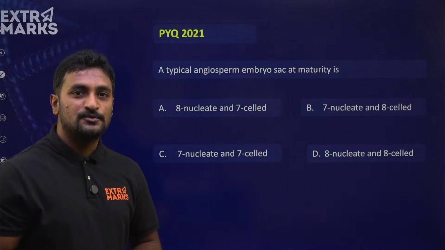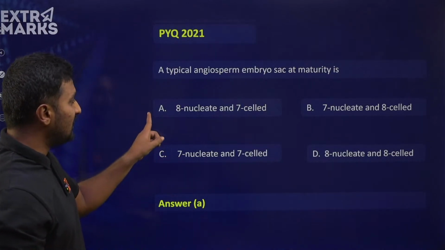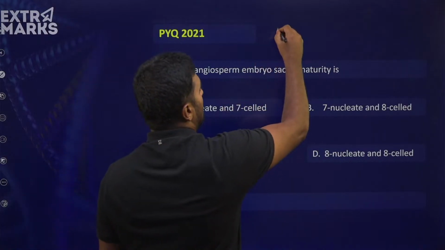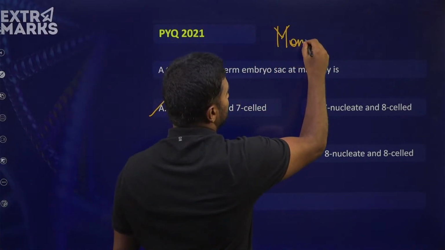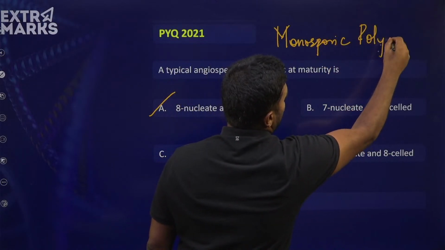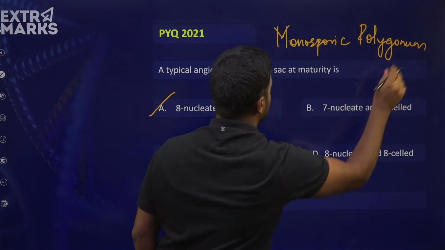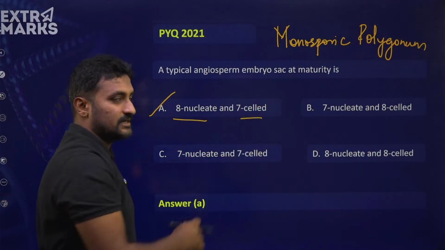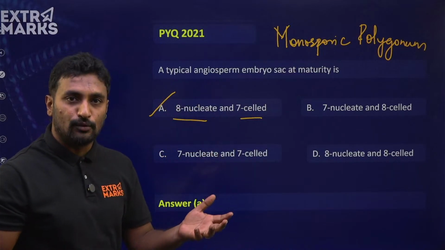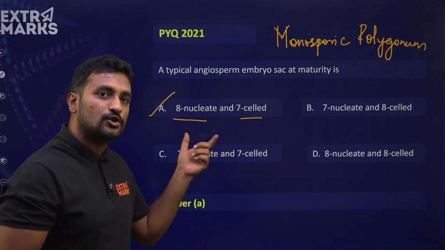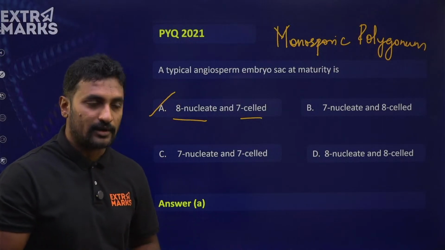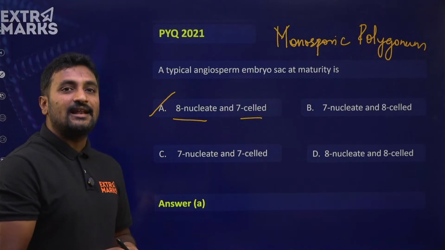Yes, absolutely right. The answer is option A. So the typical angiosperm embryo sac, which we call the monosporic Polygonum embryo sac, consists of 8 nuclei and 7 cells. That means there are certain plants which also produce more nuclei and more cells, but this is the most common type of embryo sac found in flowering plants. Okay. Now let us take the next topic.